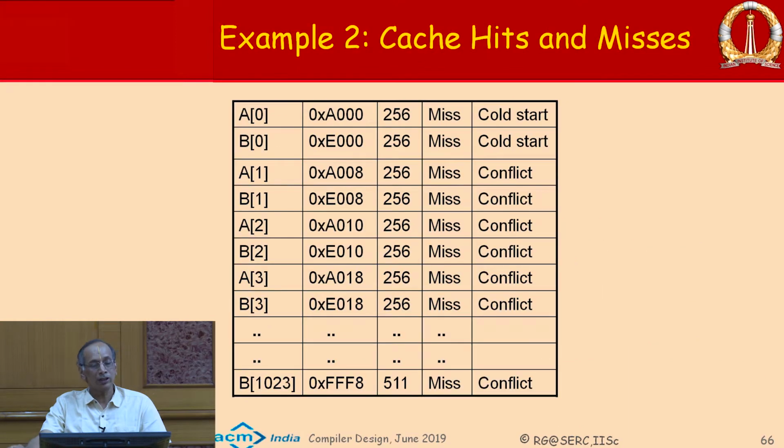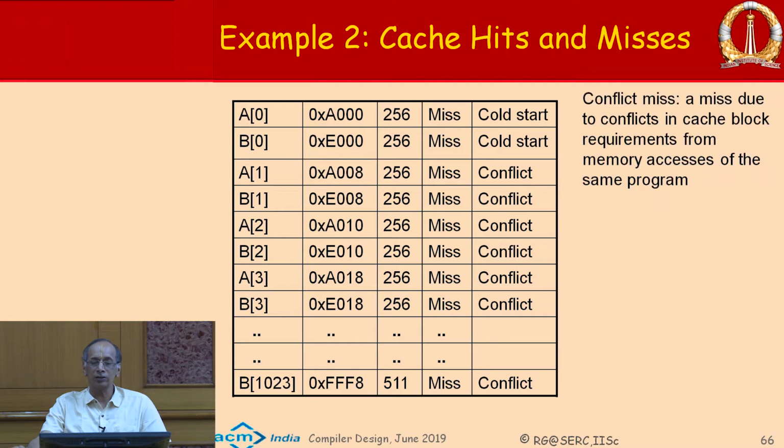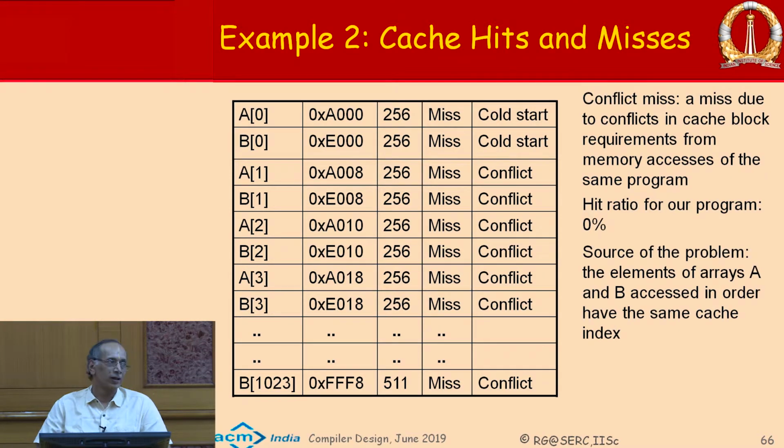If you look at these accesses, after the first 2 misses of A of 0 and B of 0, A of 1, B of 1, A of 2, B of 2, and so on, everything is a miss. So in this case, having the cache is no good. You have a hit ratio of 0. What can you do to improve this situation?